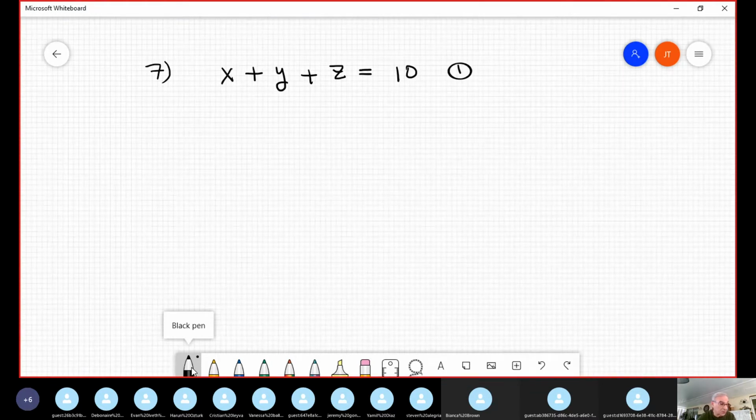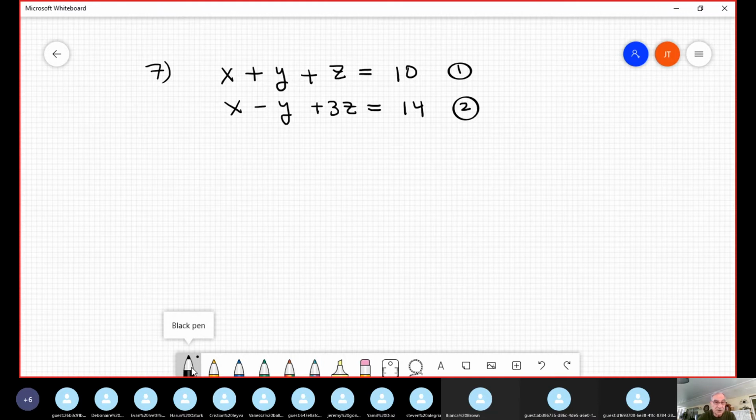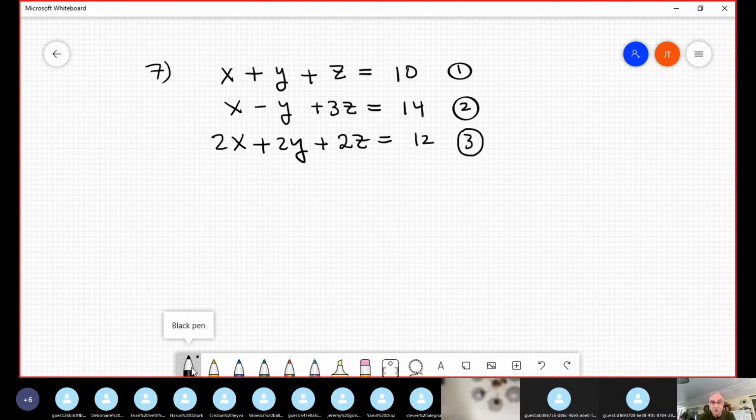We have the first equation: x plus y plus z equals 10. The second is x minus y plus 3z equals 14. And the last equation is 2x plus 2y plus 2z equals 12. This is the number 3 equation. Let me ask a question. Look at this without doing anything, using just intuition. What do you think? Do we have a solution or no?